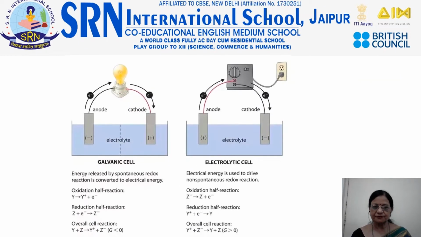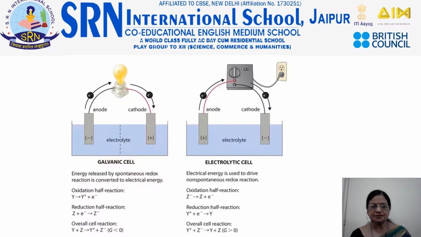There are two types of cells, electrolytic cell and electrochemical or galvanic cell. On the left hand side, the galvanic cell is a cell in which the energy released during a spontaneous redox reaction is converted into electrical energy and electricity is produced. In case of an electrolytic cell, electrical energy is supplied so that a non-spontaneous reaction can take place.